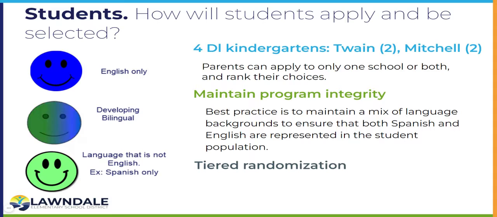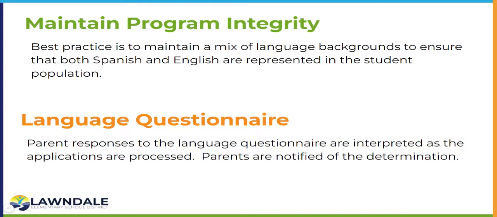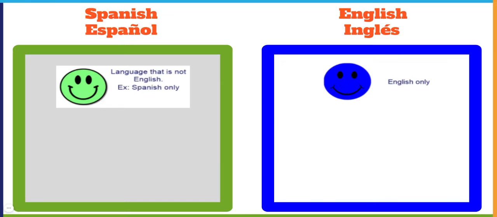We then consider a tiered randomization that prioritizes siblings, followed by Lawndale residents and children of Lawndale staff, and then students from out of the district. To maintain program integrity, all families will complete a language questionnaire as part of the application. Parent responses to the language questionnaire are interpreted, and parents are notified of the determination.